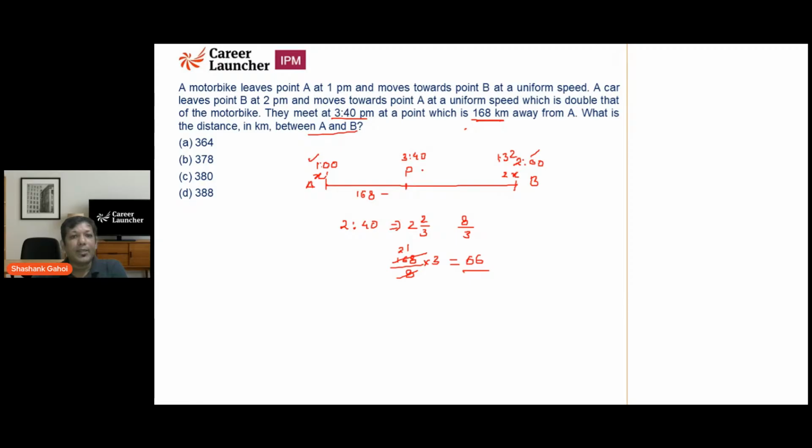Now it is traveling for how many hours? That is 1 hour 40 minutes, or 1 hour 40 minutes can be said as 5 by 3 hours. So what is the distance traveled? That is 132 into 5 by 3 hours. So this is going to be what? 44 into 5 is going to be 220. So this distance comes out to be 220. This distance comes out to be 168. So the total distance comes out to be 388, and that's going to be our answer, and that is option D.